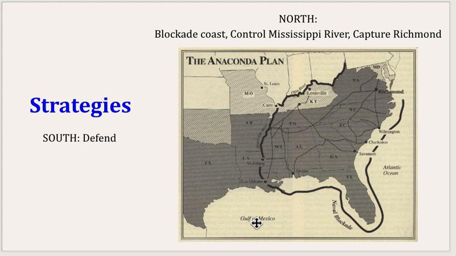Part two of this Anaconda Plan was to take the Mississippi River, gain control of the Mississippi River. You can see that, again, that would disrupt shipping in the South, but it also would divide the South. Some of the states that seceded were west of the Mississippi, and some of them were east of the Mississippi River. And so if you can sort of divide and conquer, make it difficult for those two halves to function together, that would make it easier for the North to win the war. And then the third part of the Anaconda Plan was to capture Richmond, which was the capital city of the South.